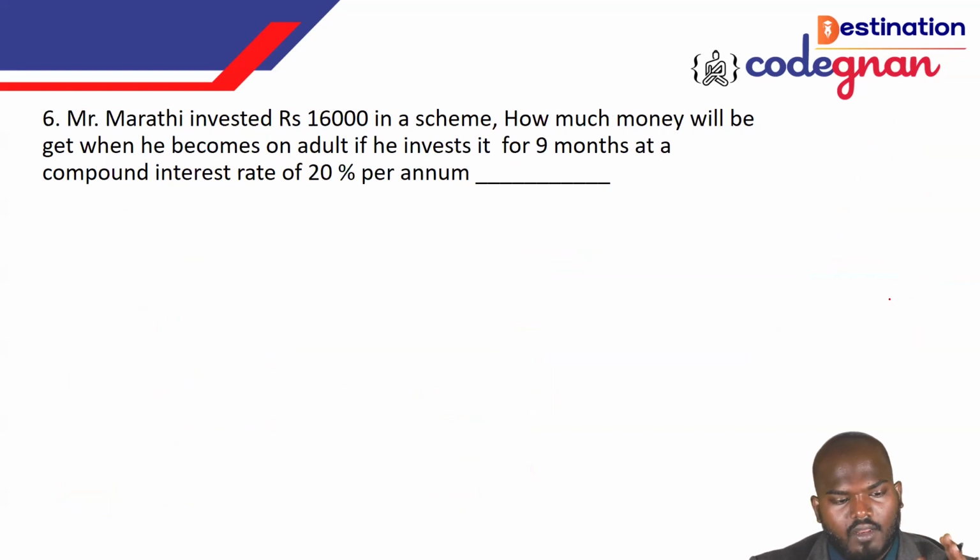20 percent per annum, that's what is given. They have given 9 months. How can I take it up in 9 months? It's not an easy thing. Then you need to do one thing. So how can I take it up?